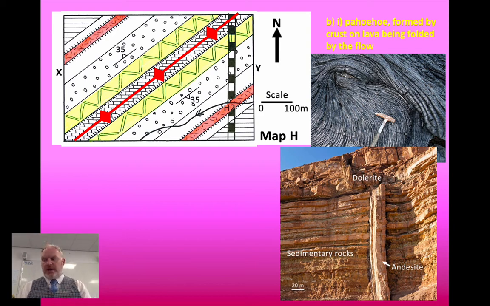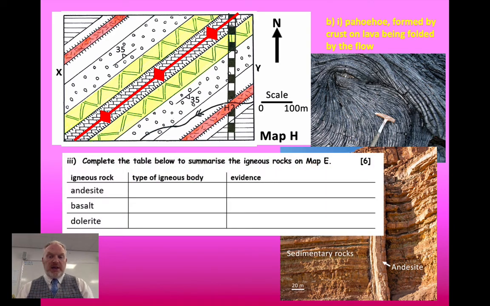So this sort of begs the question about what these different igneous bodies represent. Clearly, the andesite must be a dike because, well, we'll come to the evidence in a moment. The basalt, on the other hand, is a lava flow. And the dolerite is a sill.